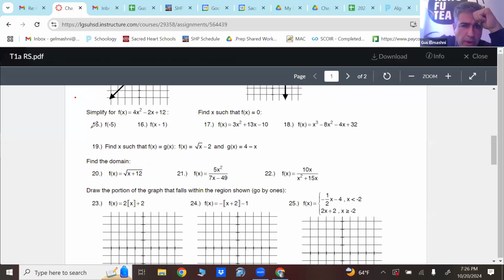And then these should be pretty straightforward. How'd you go about 15? Just plug -5 in for x and solve it. Yeah, I trust you could do that just fine. How about 16?